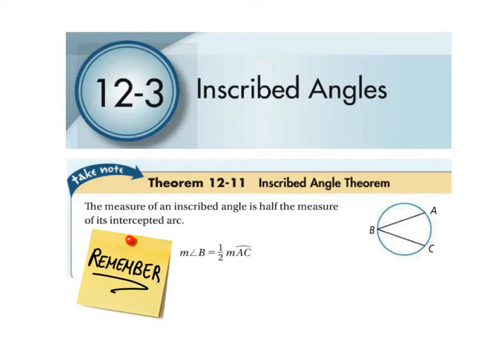And it has a special relationship. Remember, on a central angle, the arc and the angle were the same. That's not the case here. If this stretches way over here, it's going to get smaller. This angle is half of what that arc would be. So if this is an 80-degree arc, this would be a 40-degree angle.